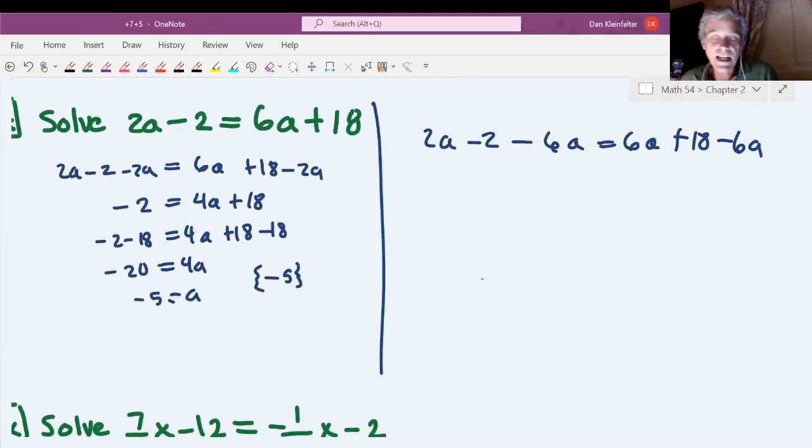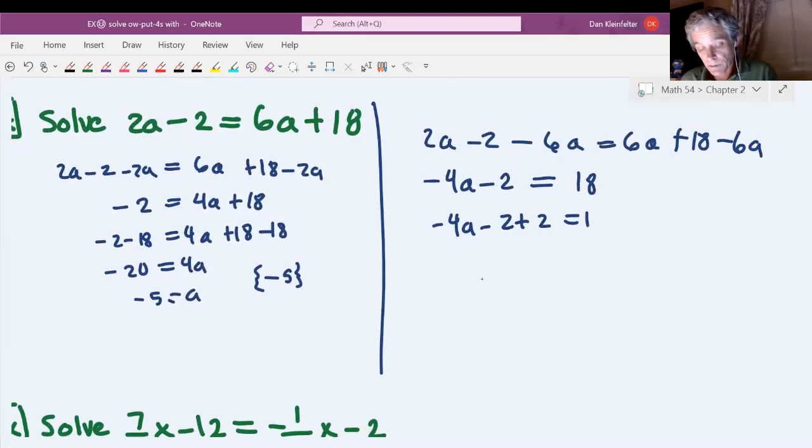Okay, I've decided to subtract 6a. So this will give us negative 4a minus 2 on the left side and 18 on the right side. Then I'm going to add 2 to both sides. This will give us negative 4a on the left and 20 on the right. And so again, a is negative 5.